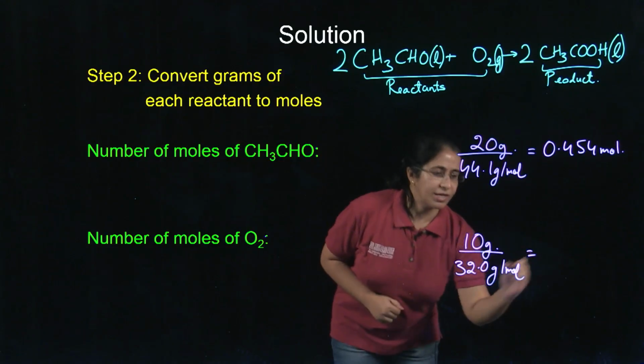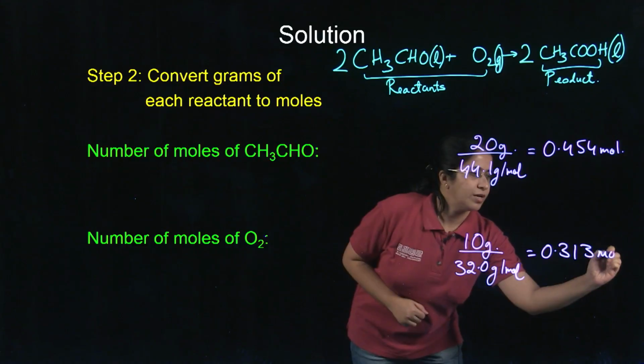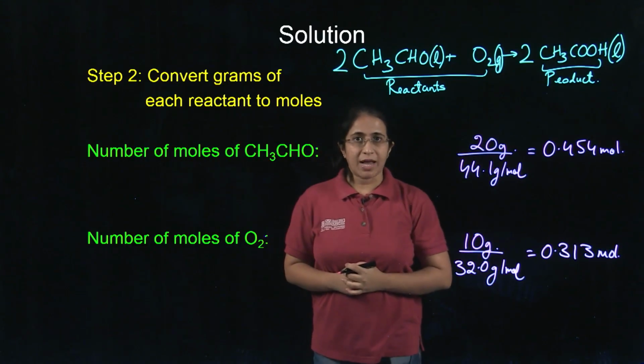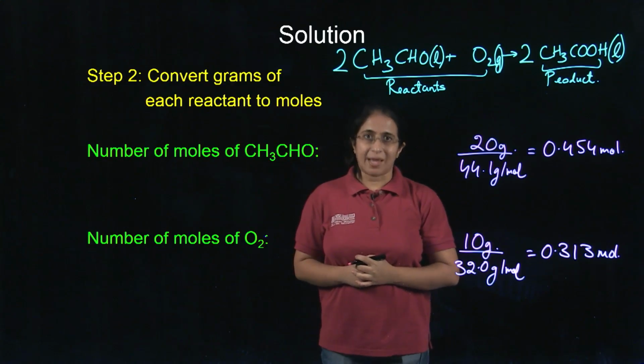And if you do the calculations, the answer should be around 0.313 moles. So we are done calculating the number of moles of each reactant that are present in the mixture. We may now proceed to the next step.